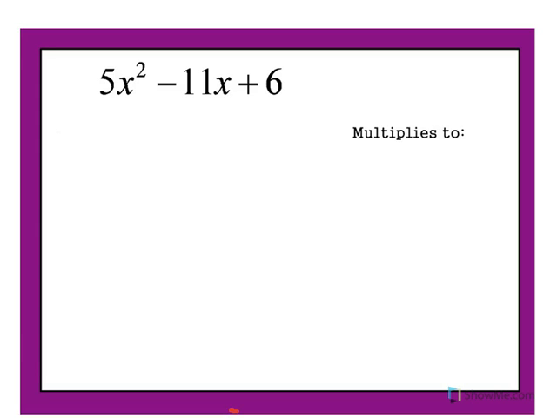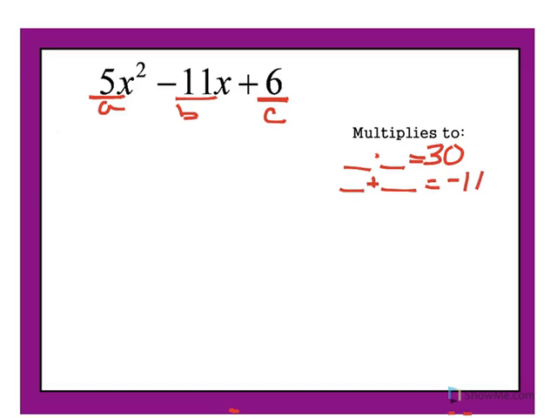Alright, here's the first example. We're going to go kind of slow, and I'm actually going to show you two different ways to solve this problem. The first thing we need to do is find two numbers that will multiply to A times C. Remember, A, B, and C. Well, A times C is 30. I need two numbers that multiply to 30. Those same two numbers must add to negative 11. That's the B term, negative 11.